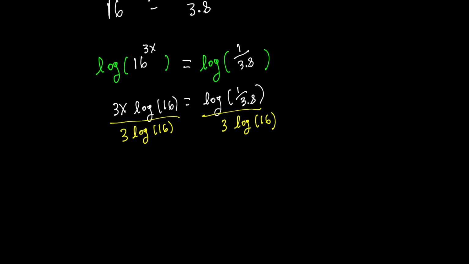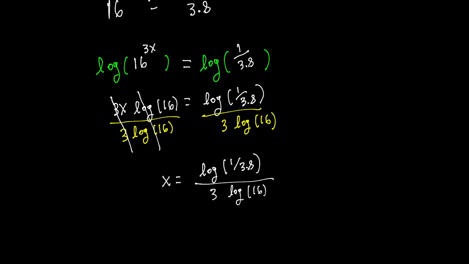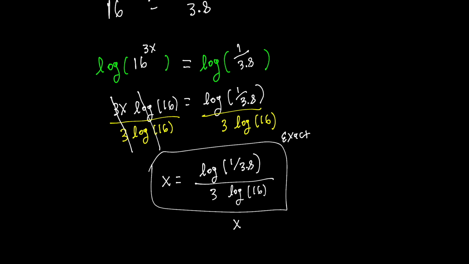So on the left hand side, my 3s cancel out, my logs cancel out, so I'm left with x equal to log of 1 over 3.8 divided by 3 log 16. And that would be the exact solution. Putting this into a calculator, I get an approximation of about negative 0.16.